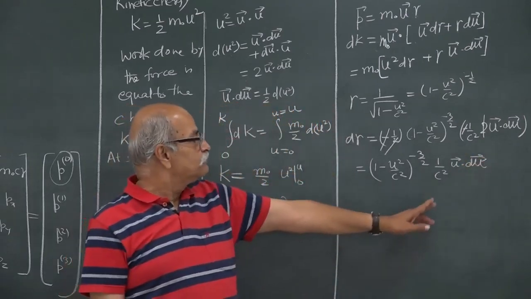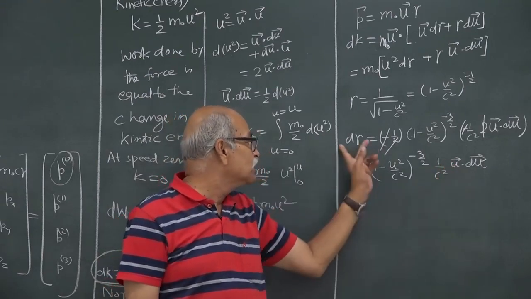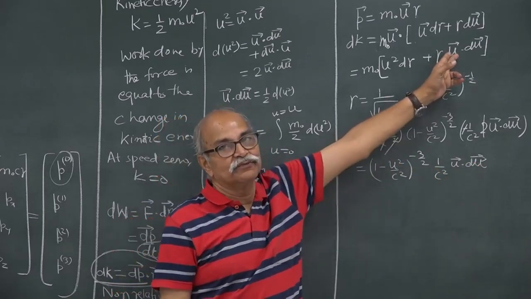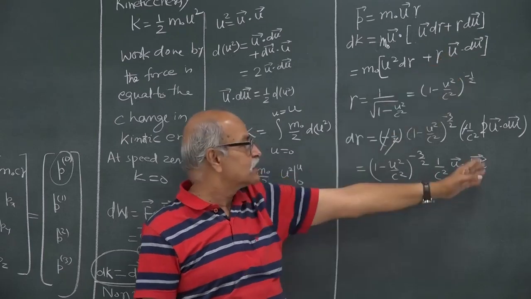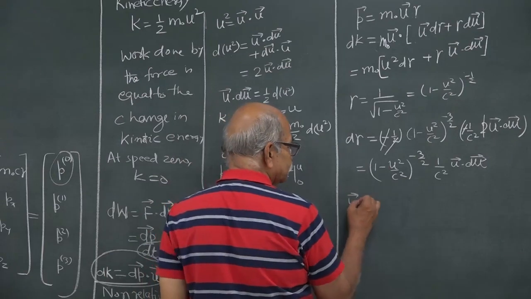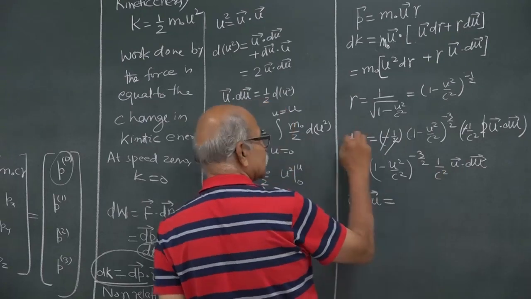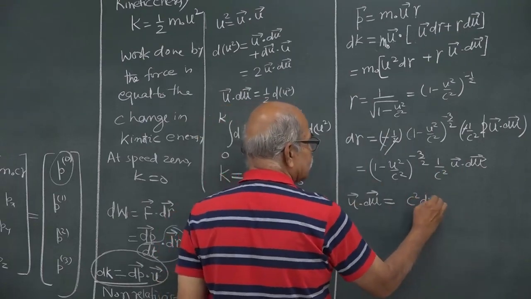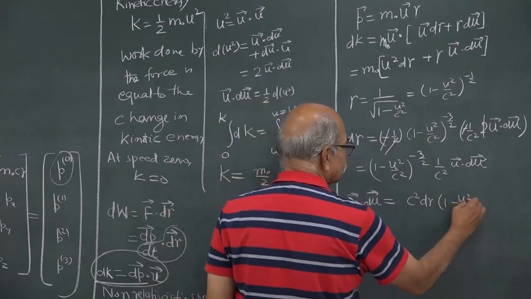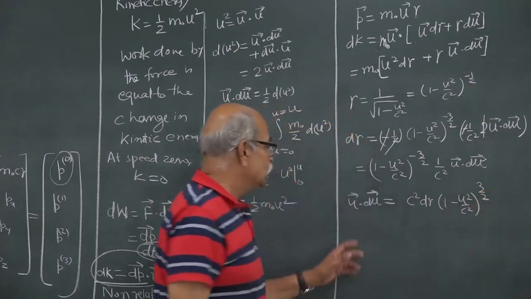What I am going to do, I will write the expression for u dot du from here and put that in place of this u dot du. Okay. So let us write what is u dot du from here. u dot du is equal to, d gamma is here, this c square goes here, so c square d gamma, and then this whole thing goes here, (1 minus u square by c square) power 3 by 2, that is u dot du.